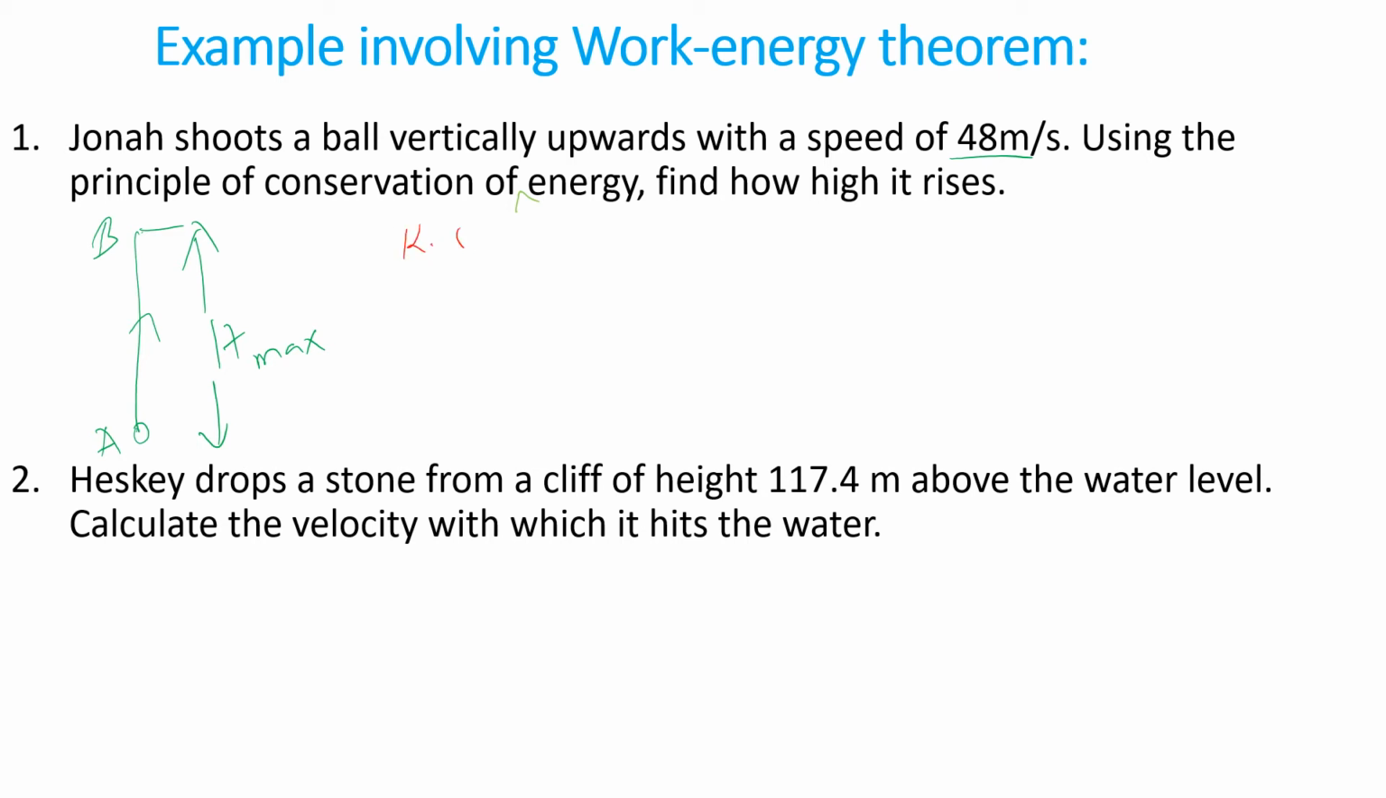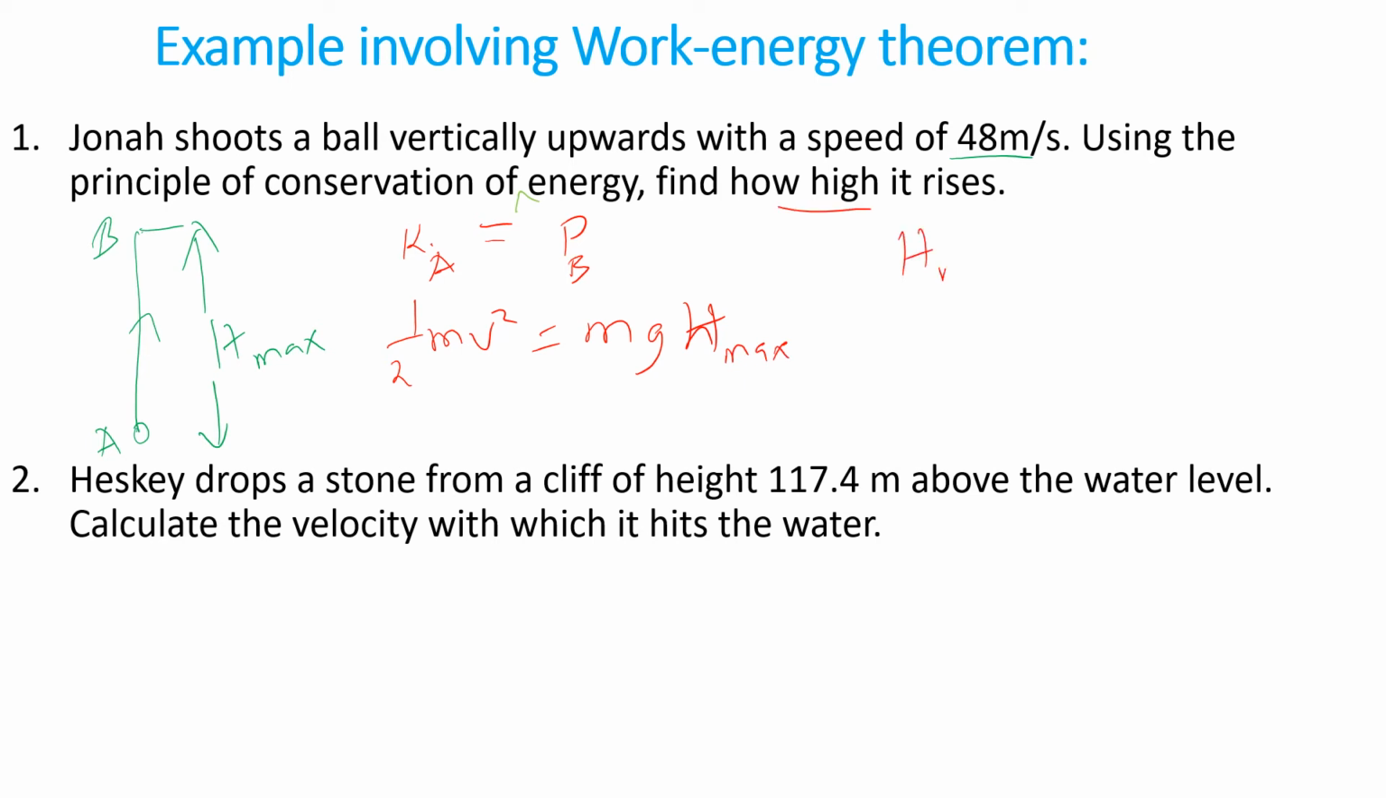So the kinetic energy, which we call K, which is lost, is equal to the potential energy which is gained. Potential energy is gained at B, while kinetic energy was originally maximum at A. So kinetic energy, a half mv squared, is equal to potential energy, which is mgh. In this case it is going to be h maximum. So they are asking how high will it rise?